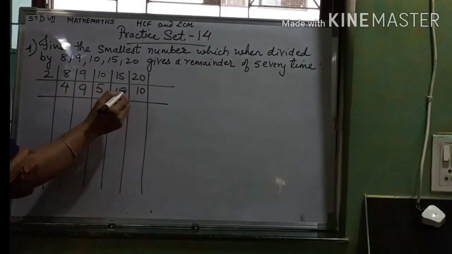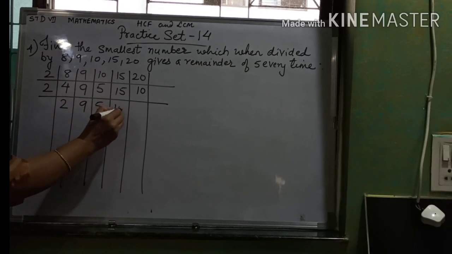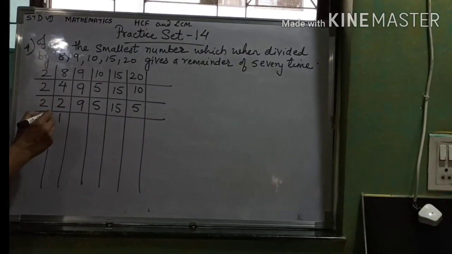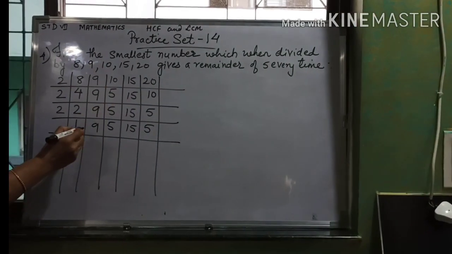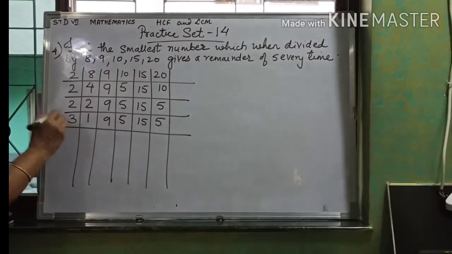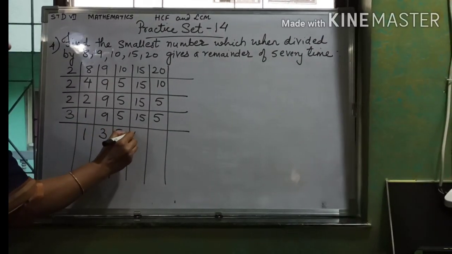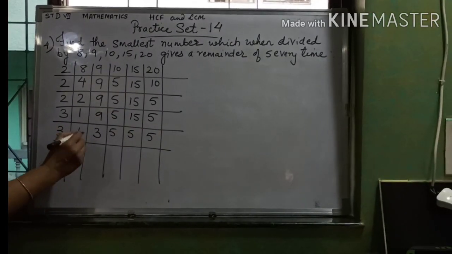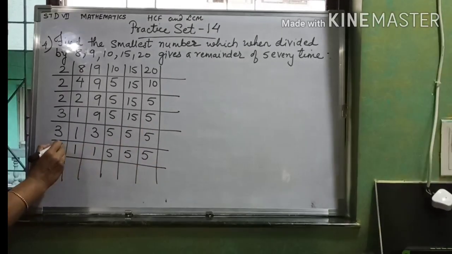Then 4 and 10, these are divisible by 2. So therefore 2 2s are 4, 5, 9, 15, we will be writing as it is. Then 2 is divisible by 2. Now these numbers 9, 5, 15 and 5. So 9 and 15 they are divisible by 3. We will write 1 as it is. 3 3s are 9. 3 5s are 15 and 5 as it is. Then again we will divide by 3. Then the last we will divide by 5.